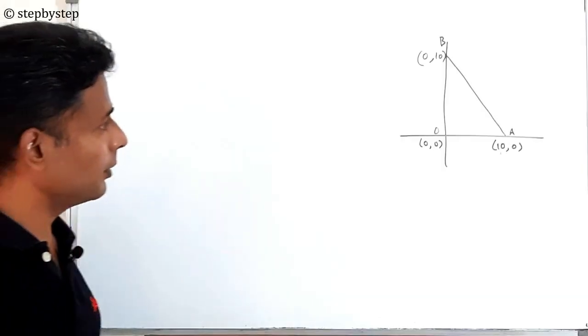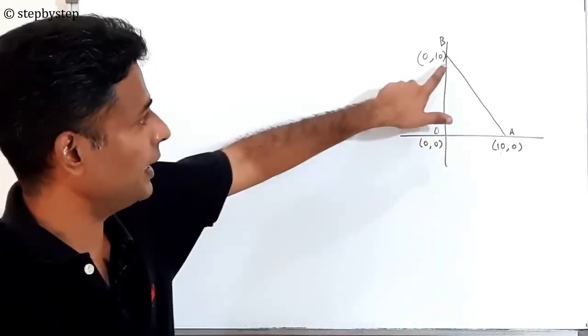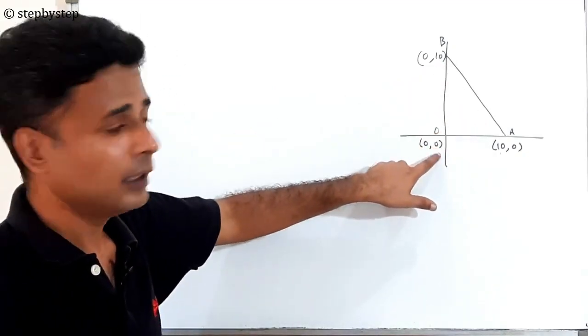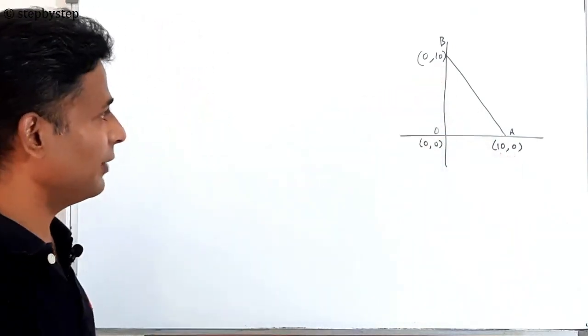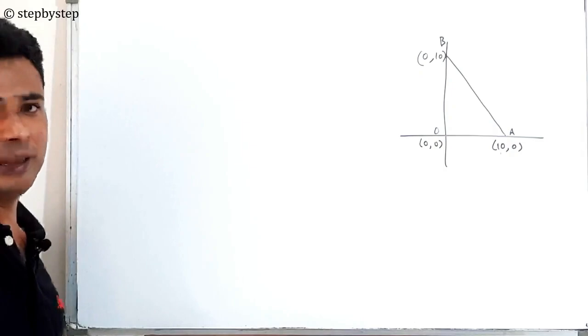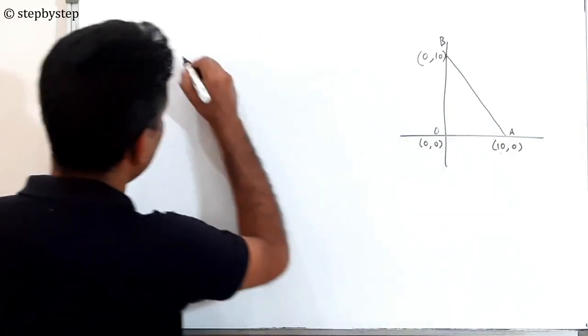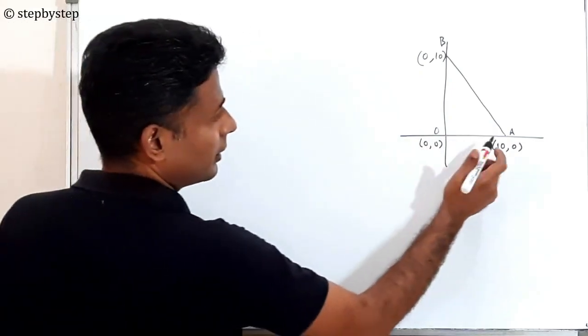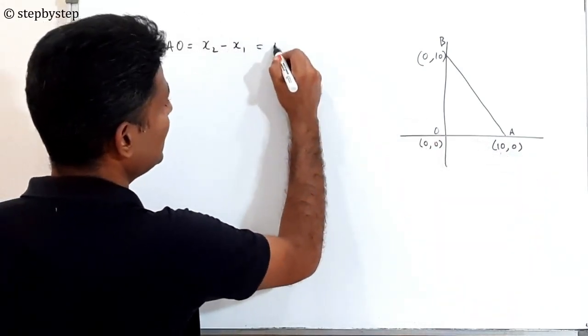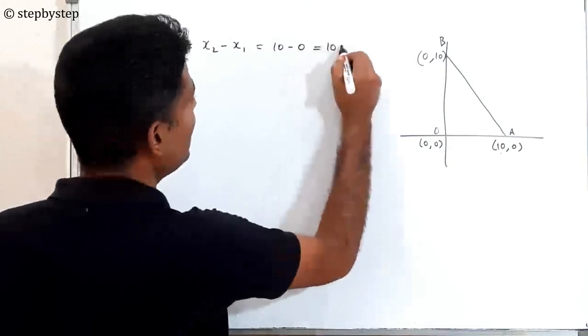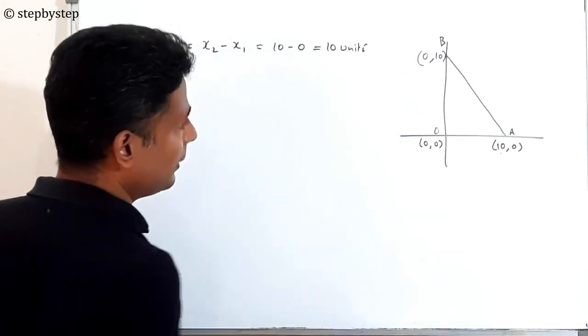Alright guys, the next problem, they have said find the angle subtended by this line at the origin, and they have said the ends are (10, 0) and (0, 10). Actually this is a very simple problem, you don't even have to use any formulas. What will be distance AO? AO is x2 minus x1, right, which is 10 minus 0, which is equal to 10 units, right?